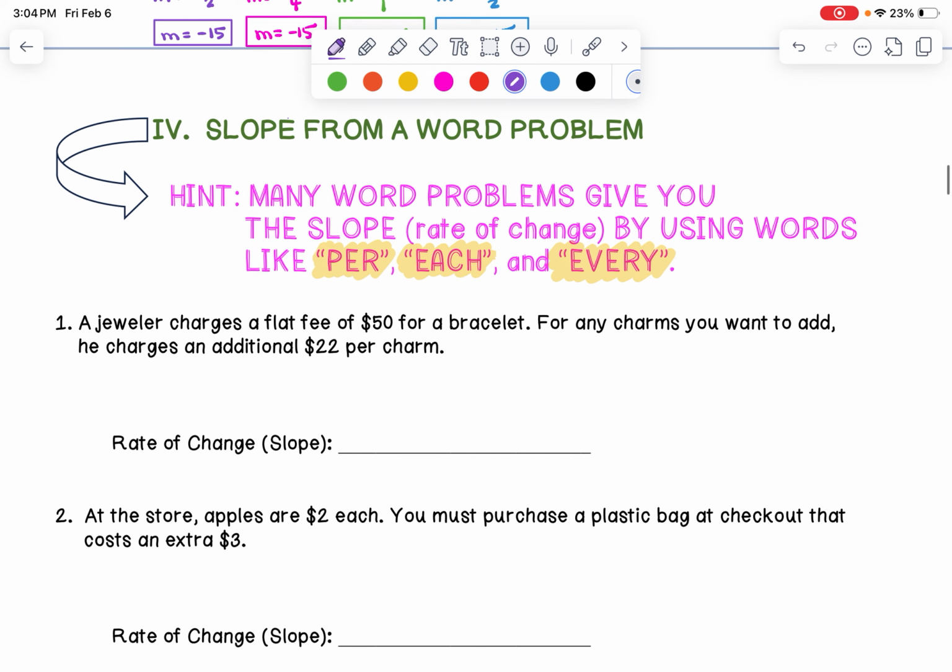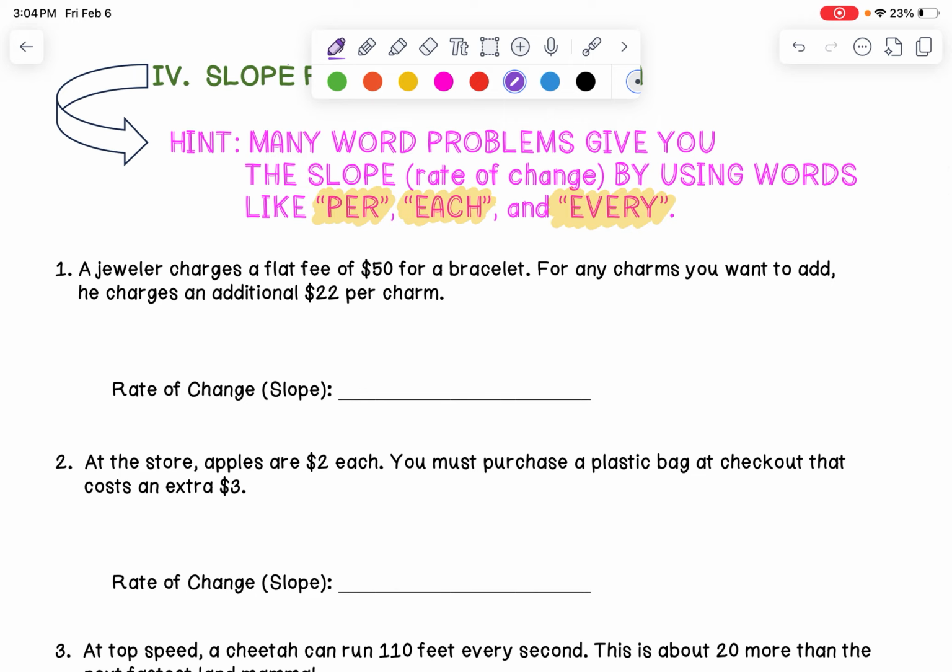All right, so when you're reading a word problem, you want to look for these words. And if you don't see these words or anything that implies a rate of change in any way, shape, or form, then that means you're not being given the slope. But you'll probably be given enough information to find it in a different way, which we'll see here in just a few minutes.